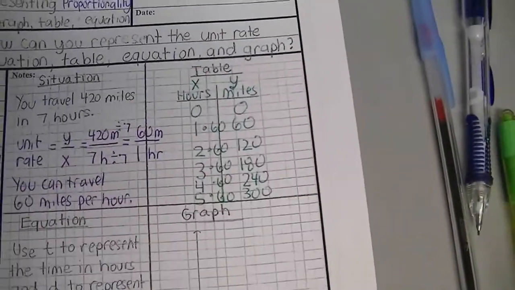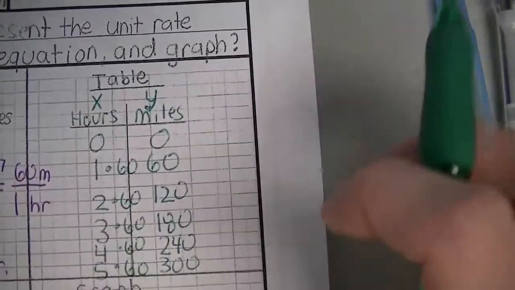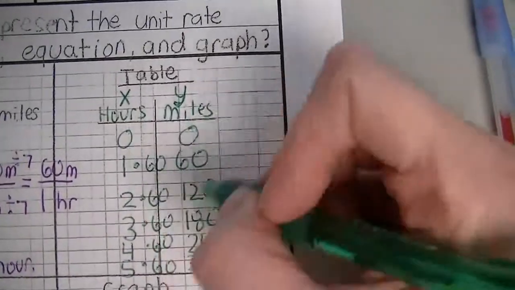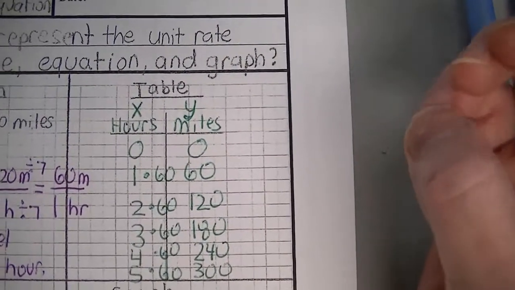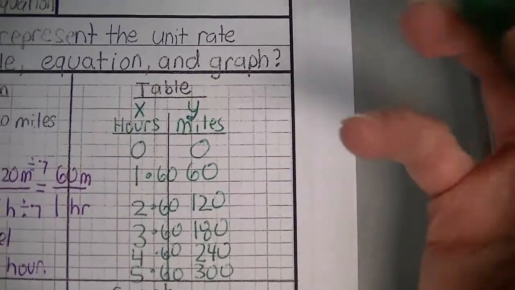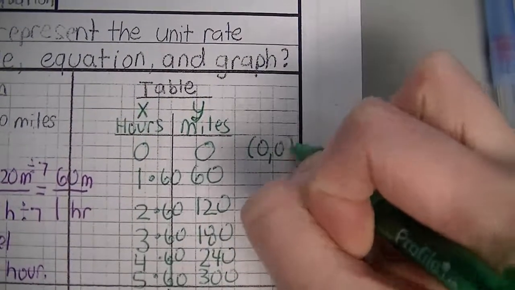Now we're going to transfer this information from the table to a graph, okay? Something that might help you is recognizing that the values in the table are really coordinates. Another name for coordinates is ordered pairs. Another name for ordered pairs is points on a graph. So this point is really 0, 0.